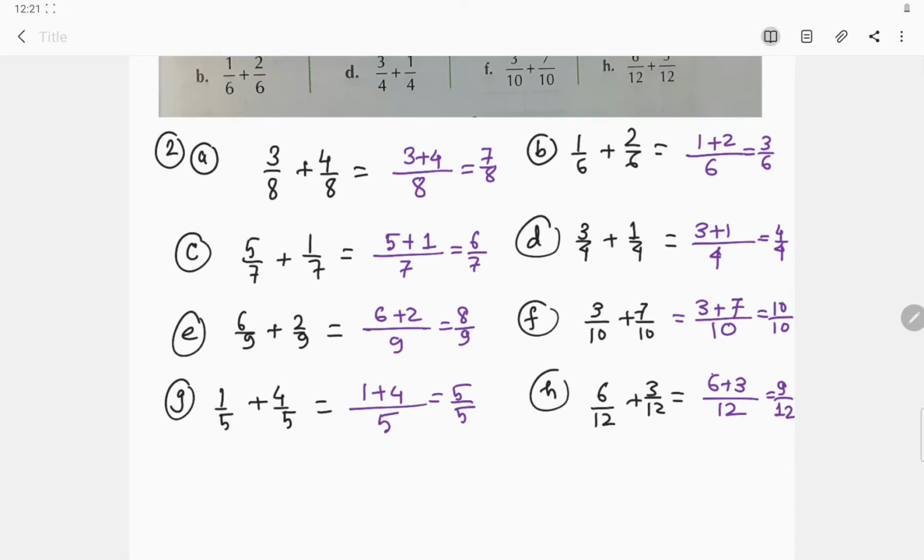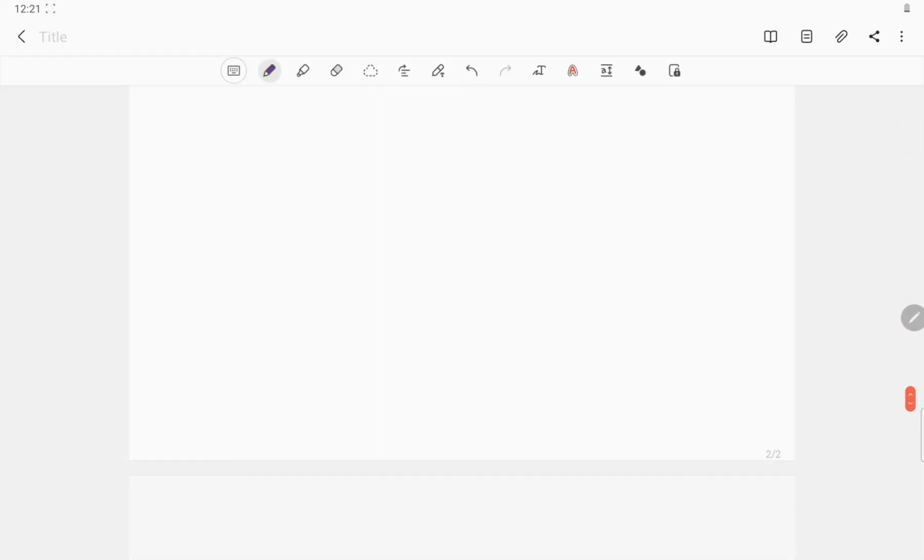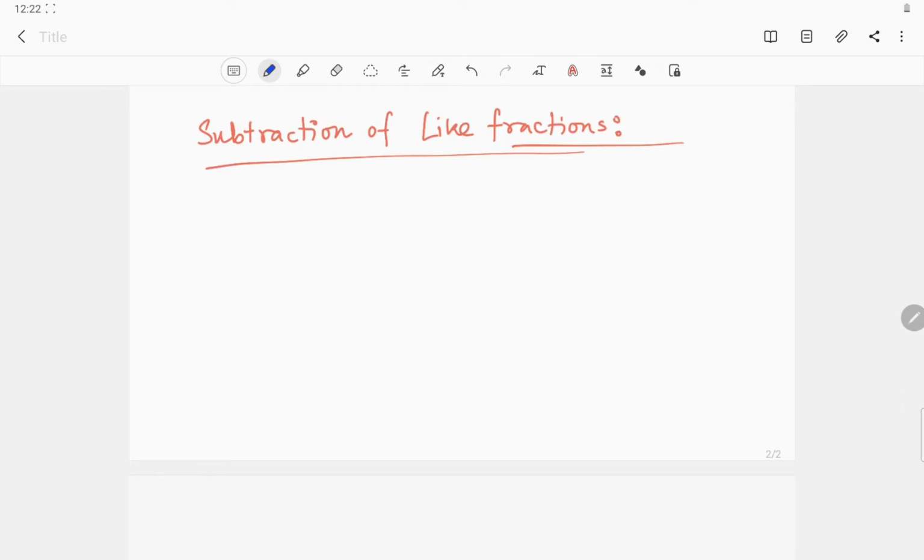Now the next point is subtraction of like fractions. Here we also take like fractions. If I choose an example, 3 by 8, and I subtract 3 by 8 from 5 by 8, what will be your answer?